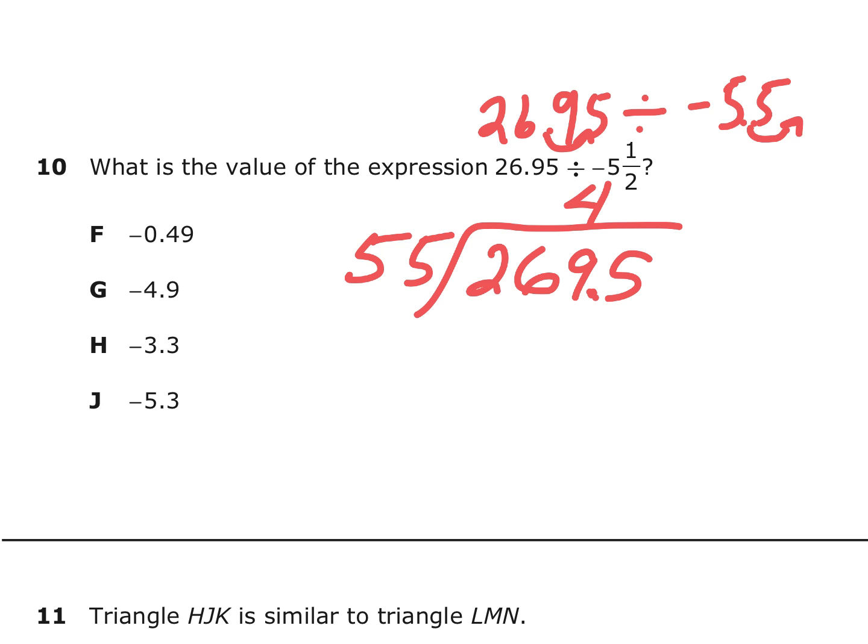4 times 55. 4 times 5 is 20. Carry a 2. That would be 220. And then we subtract this, would be 9. 49.5.